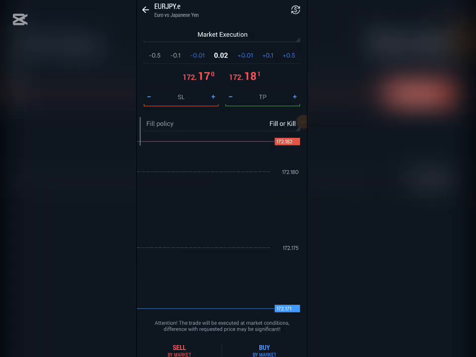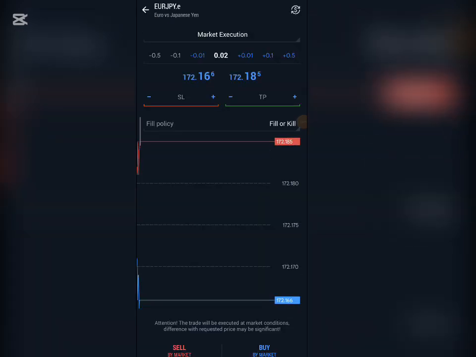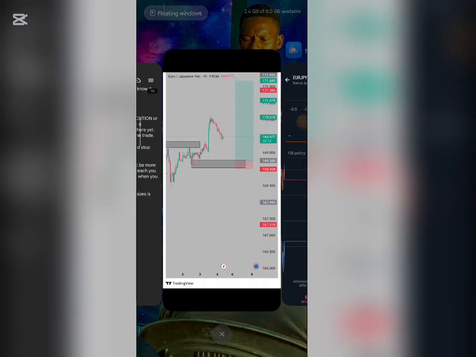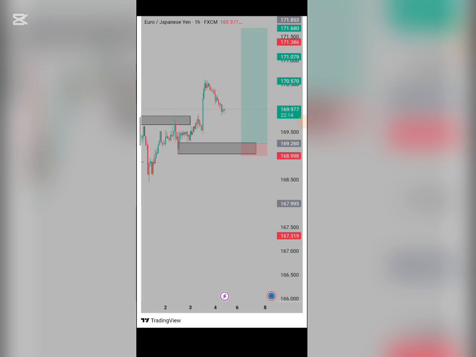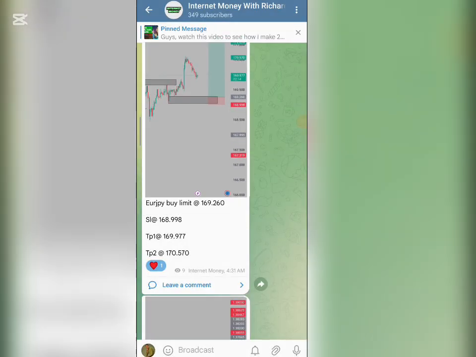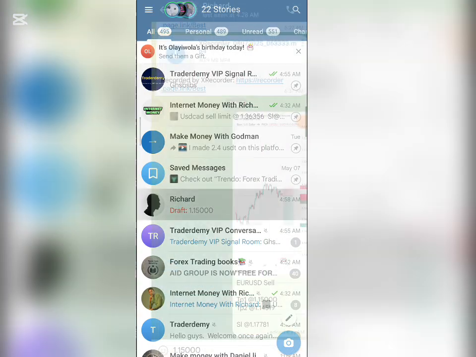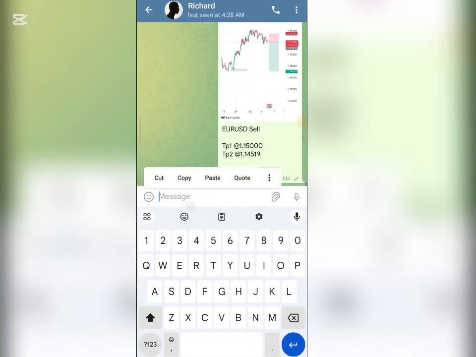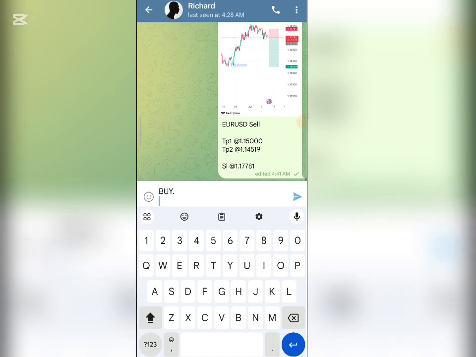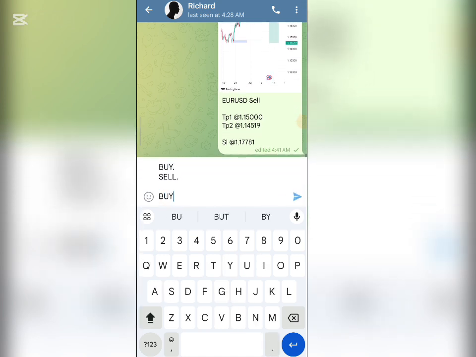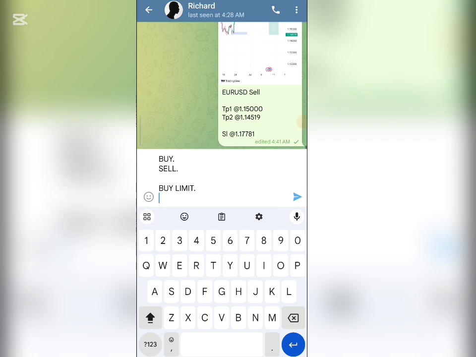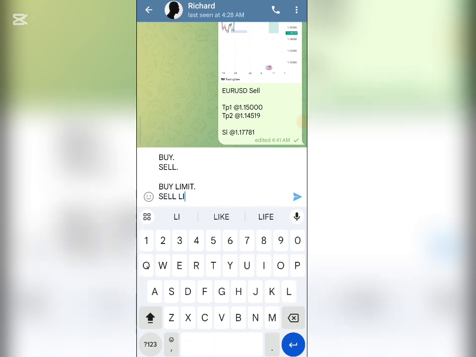We click on new order. Now please pay attention, this is very important and crucial. I want you to notice that it says buy limit. There is buy, there is sell, then there is buy limit, and there is sell limit.